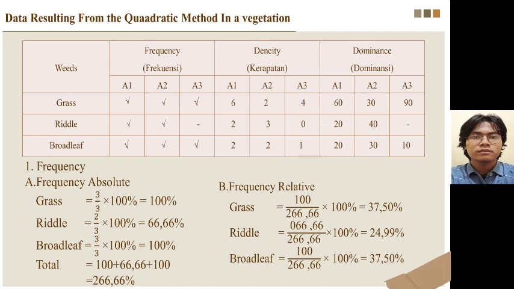Absolute frequency can be found when the number of sample plots that contain that type is divided by the sum of all sample plots taken times 100%.